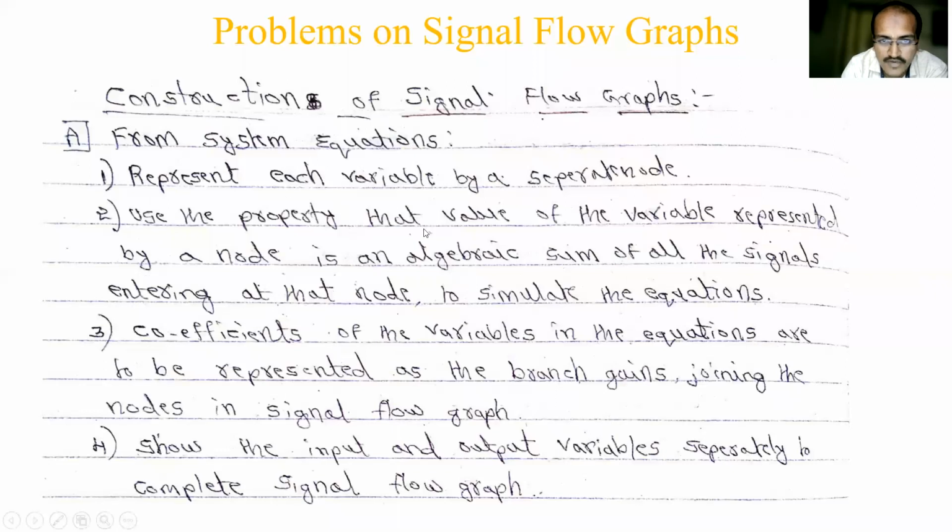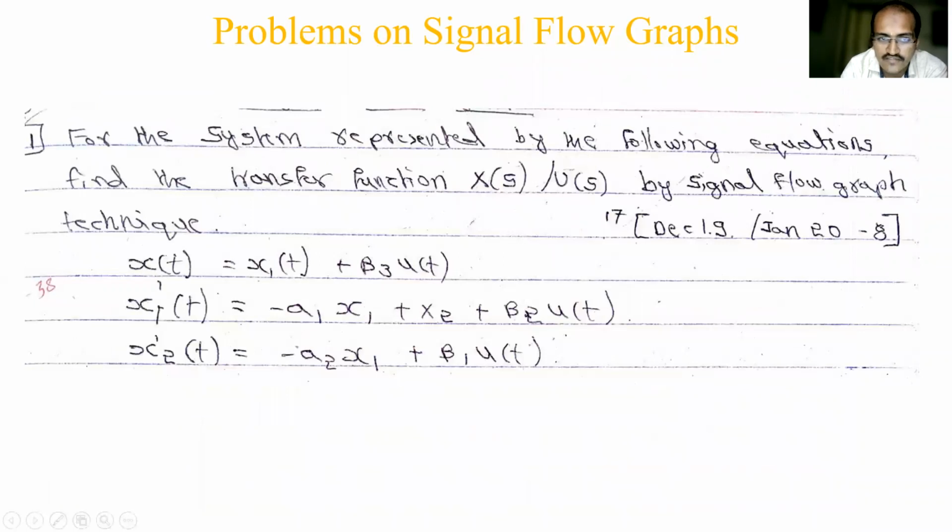And we'll use the property that is algebraic sum. Means what? Equations should be satisfied. The three equations, equal to sign is there, no? So that means the three signals should get added over there. And finally, we'll make the input and output. It looks like a final signal flow graph.